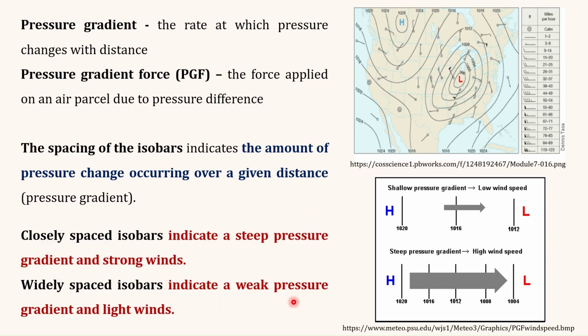It would be more clear from this image. Here it is showing a shallow pressure gradient. For this much distance, the change in atmospheric pressure is from 1020 to 1012 millibar. So it is approximately 8 millibar. While if we see in this part, the change in atmospheric pressure for the same distance is from 1020 to 1004 millibar. So this is approximately 16 millibar. So here we have the steep pressure gradient, and it is responsible for high wind speed, while here we have a shallow pressure gradient, and this is responsible for low wind speed.